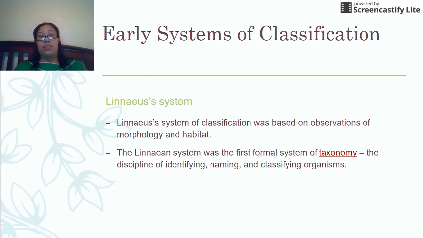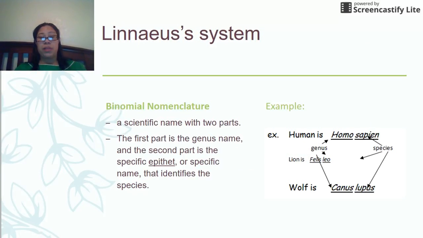He came up with something that we still use today, the binomial nomenclature. It's a scientific name that consists of two parts. Binomial means two names, and nomenclature is a naming system. The first word will be the genus, and the second part is the epithet, which is the species. If you look at my example here, I use humans, the genus being Homo, the species being sapien. So we have Homo sapien.